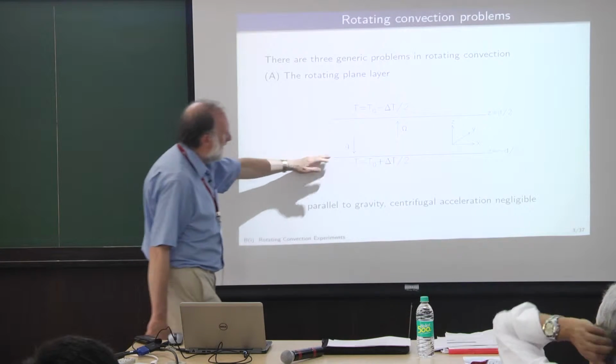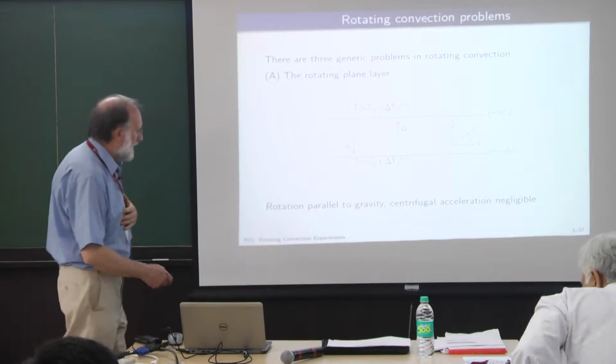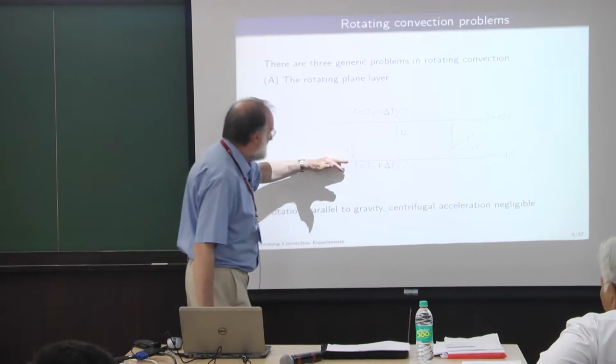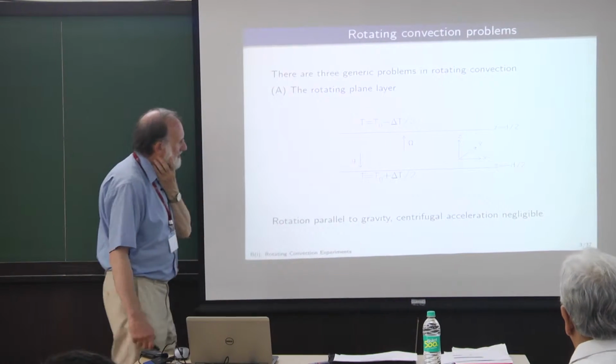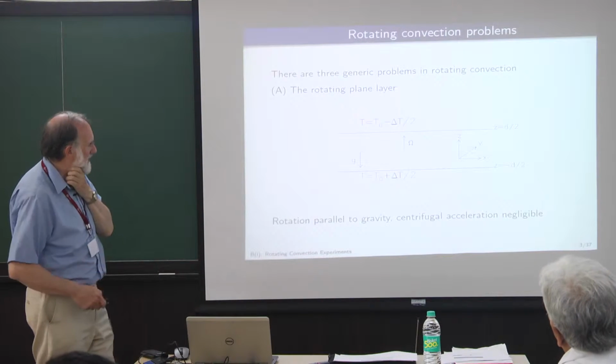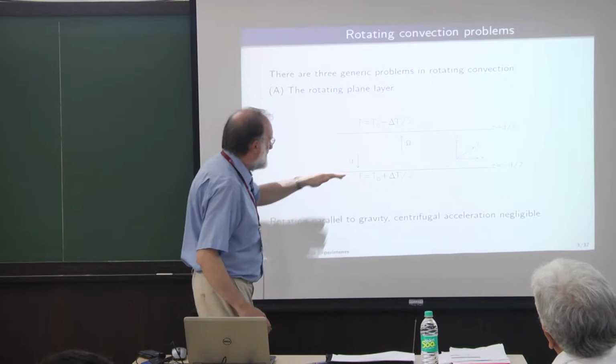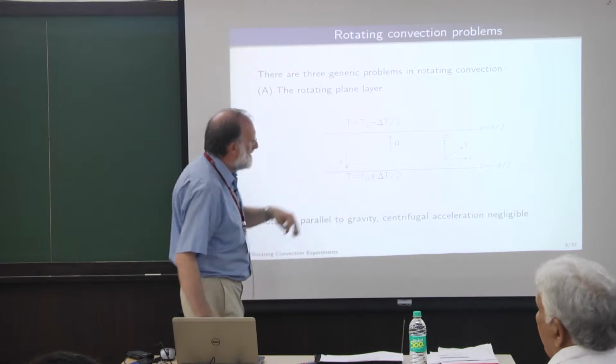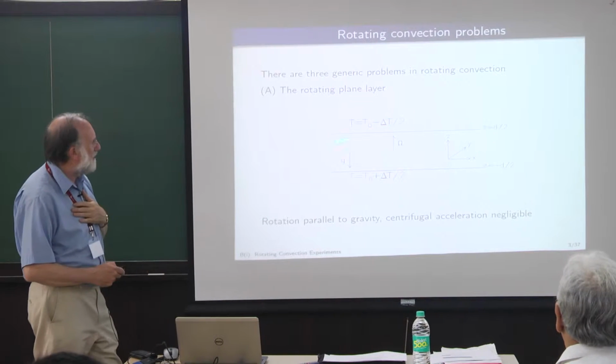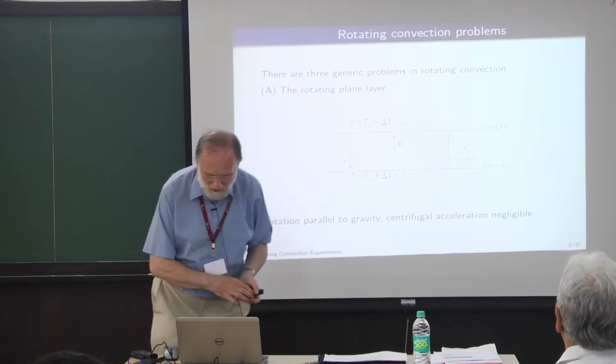So you heat it from below, and then eventually as you heat it up, if delta T exceeds a critical value, given by the Rayleigh number, it starts to convect. That's the classic problem of the rotating plane layer, and I'll say quite a bit about that.